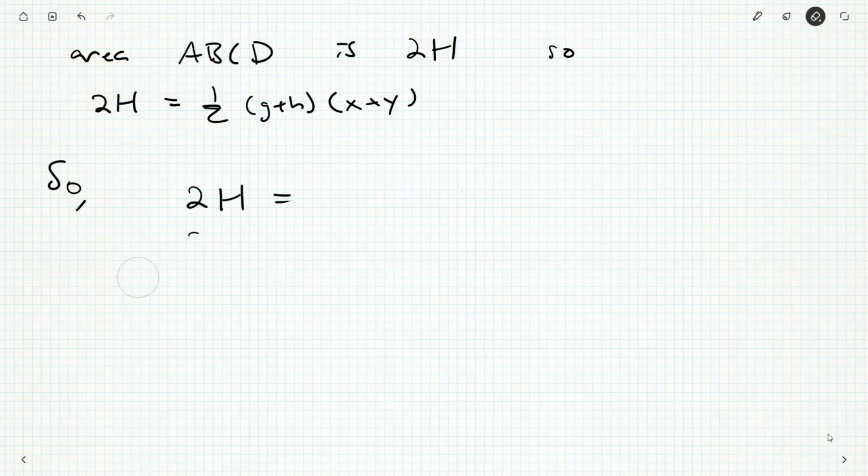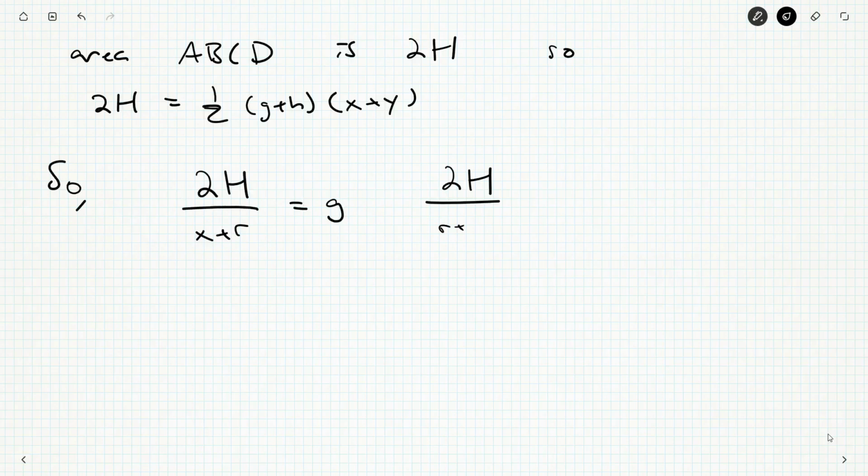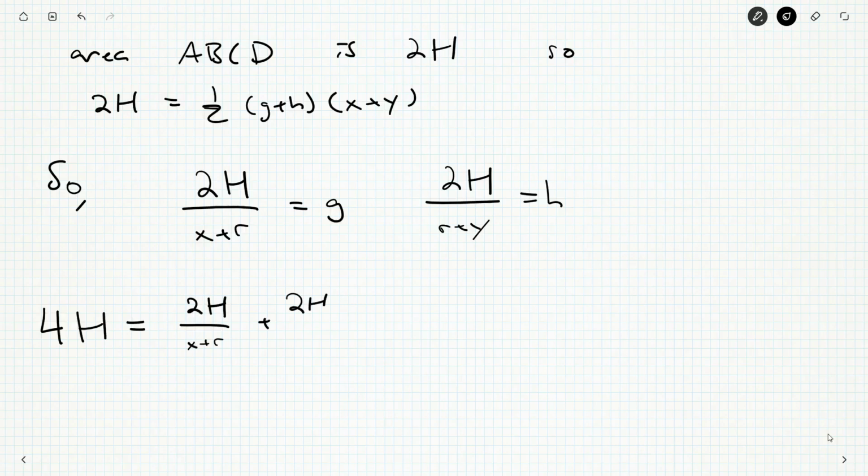Actually, 2H, X plus R is G. 2H, R plus Y is H. And then 4H is 2H, X plus R plus 2H, R plus Y. I'm just plugging them into this expression here, times X plus Y.